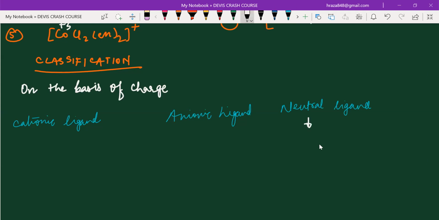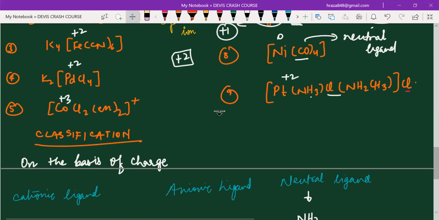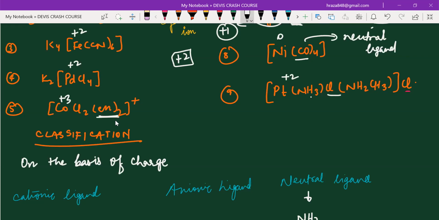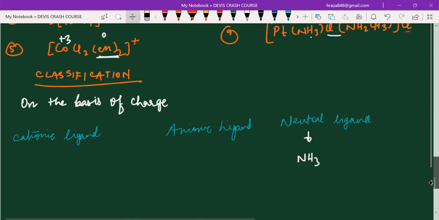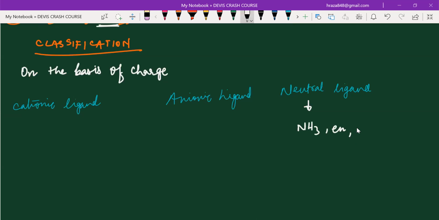For example, I can take the example of NH3. What did you take for this En? What is En? Is this 0? What does En stand for? I think ethylene diamine, ethane 1,2 diamine. Amine is there, so it's 0. Very good. So NH3, or you can call it En, or H2O, or CO.